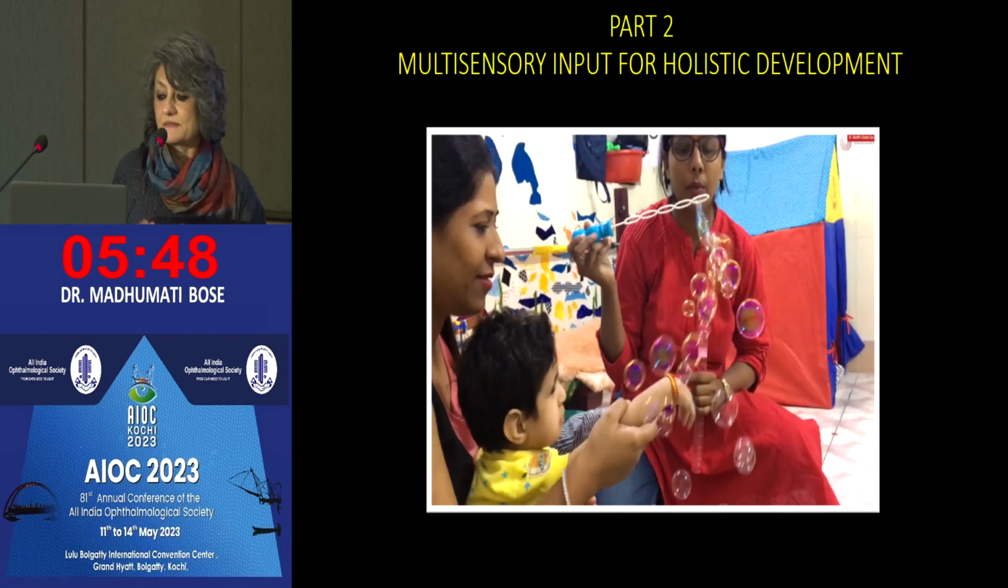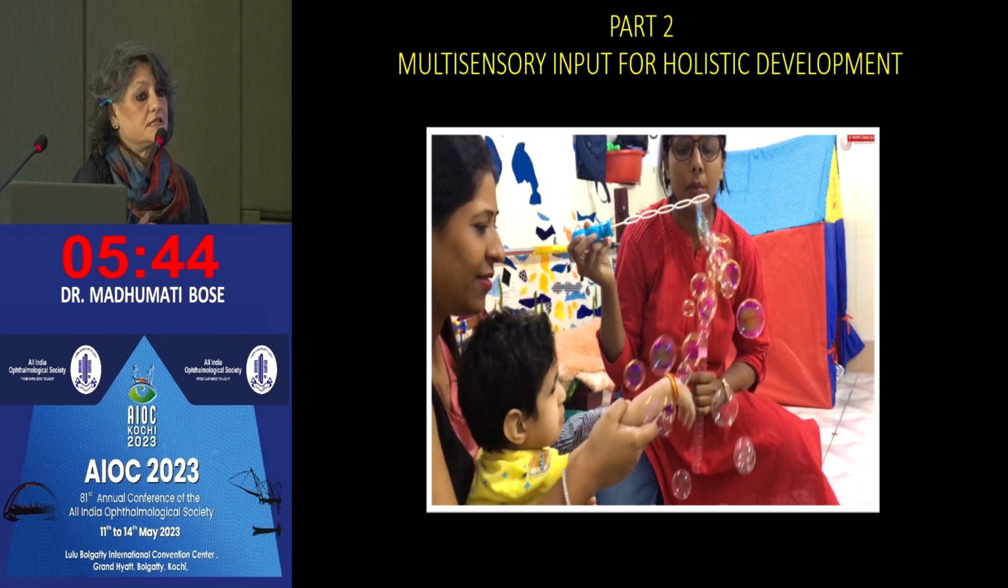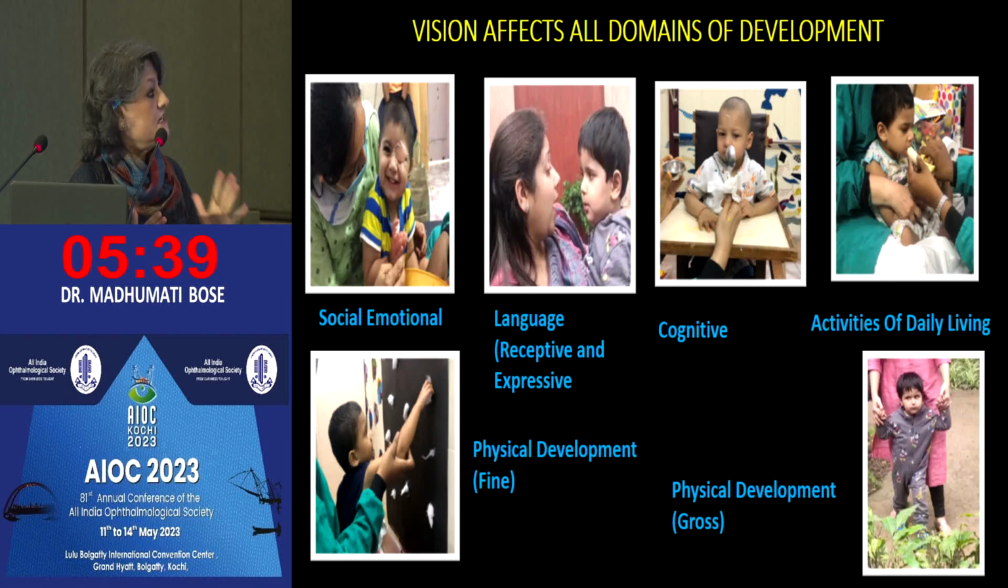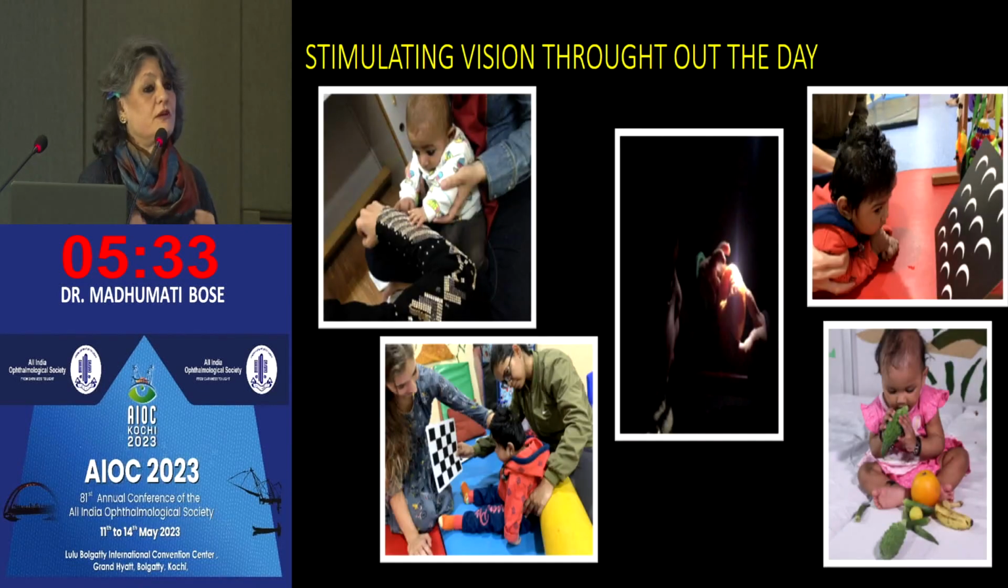So obviously the peripheral field on one side is going to be better, and the other side will be more exposed. Next, please. Second part, multisensory input for holistic development. Next, please. Vision, we know, affects each and every area of our development. So then next please, why do we restrict our vision therapy only to 9 to 10 in the morning or 10 to 12 in the afternoon?